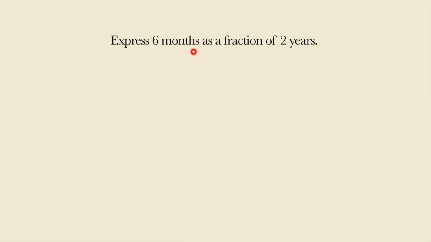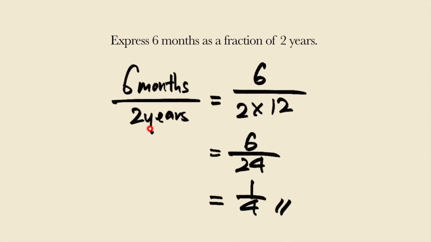Express 6 months as a fraction of 2 years. So this is the denominator. 6 months out of 2 years. But we cannot have the different units, can we? So 2 years is basically 2 times 12. That's 24 months. 6 months out of 24 months. Simplest form is 1/4.